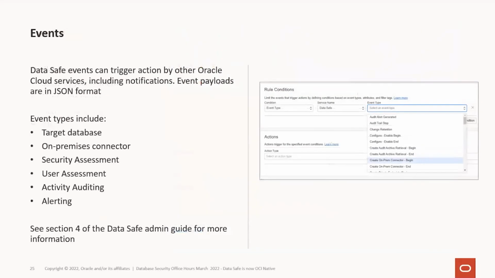With the move to OCI native comes a full set of events. Now, events are basically broadcasts, if you will, things that happen within an OCI service that you can create rules that allow you to subscribe to those events and take action based on those events. So we have events for registering a target or deregistering a target, or a target becoming unavailable or something like that. We have events for the on-premises connector, for the assessments, for auditing, and for alerting.